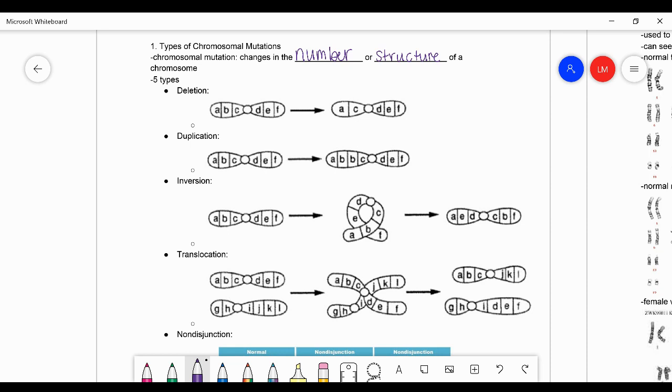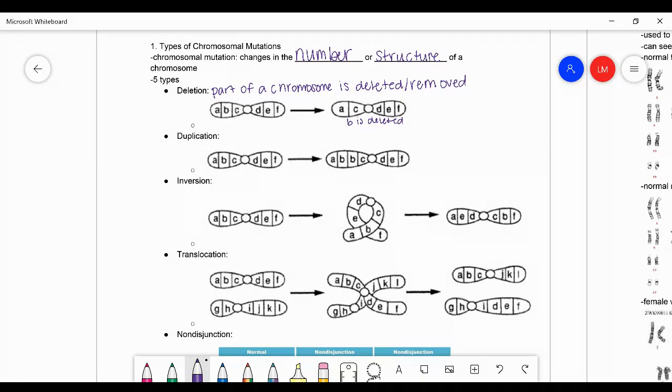The first one is called deletion. With a deletion chromosomal mutation, part of the chromosome is deleted or removed. And in our picture example down below, we can see that after the mutation, gene B on that chromosome is missing or deleted.